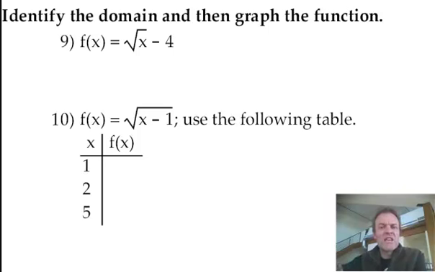Okay, I'm going to stick with the 7.1 material again. I've kind of been jumping around a bit, but I think if you're going to do square roots and cube roots, you may as well lump them all in together and do the easy ones as well as the hard ones.